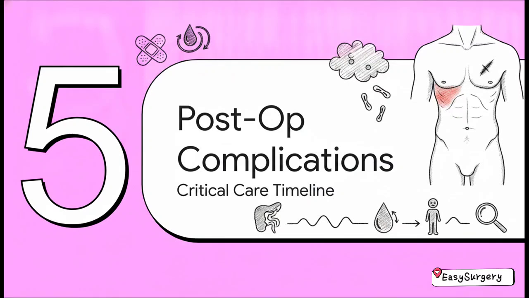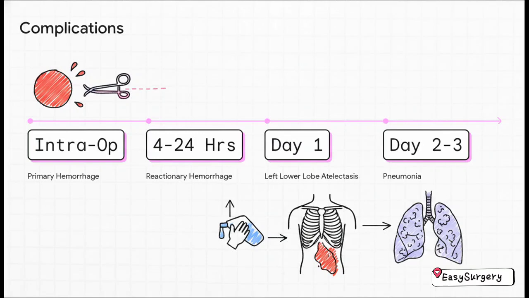Finally, Section 5. This is the big one, post-operative complications. And this brilliantly illustrates exactly what you need to be watching for and when. Intraoperatively, you're obviously watching for primary hemorrhage. Within that 4 to 24-hour window, a reactionary hemorrhage from a slipped ligature is your absolute worst nightmare. But look at post-op day 1.